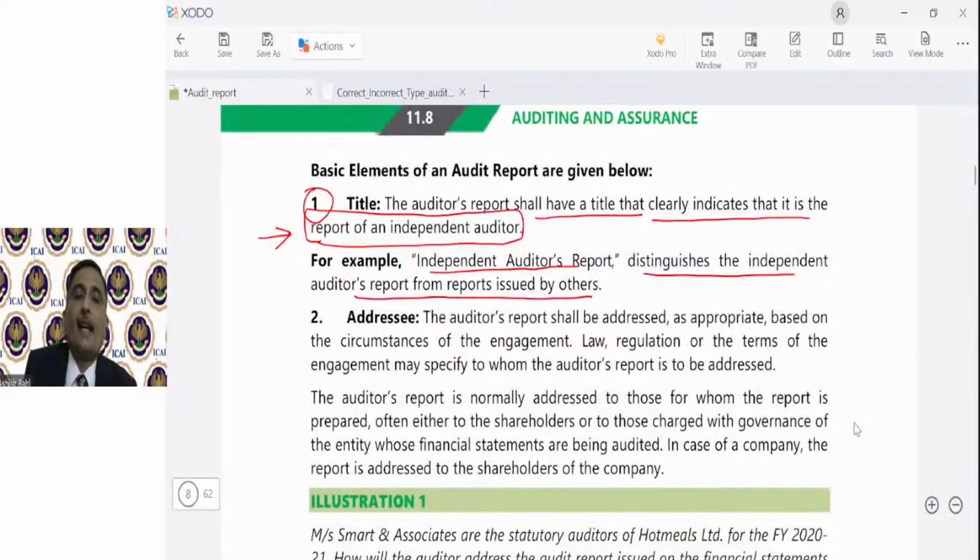So addressee. The second thing is addressee. Addressee means to whom the report is addressed.